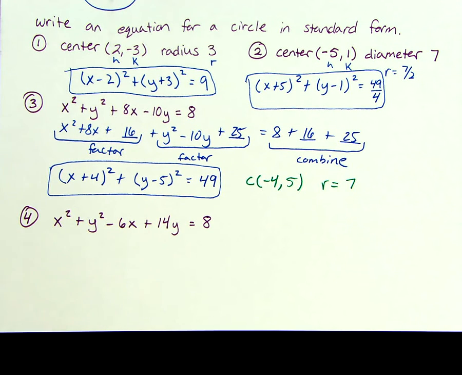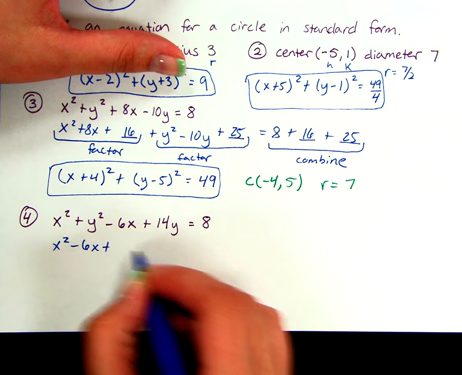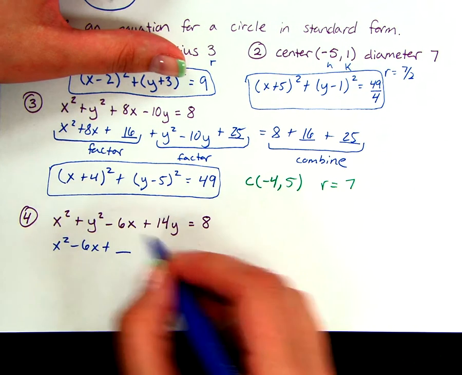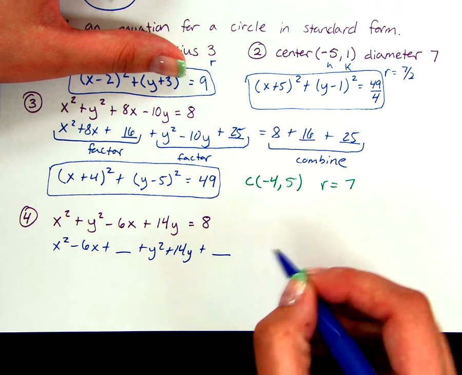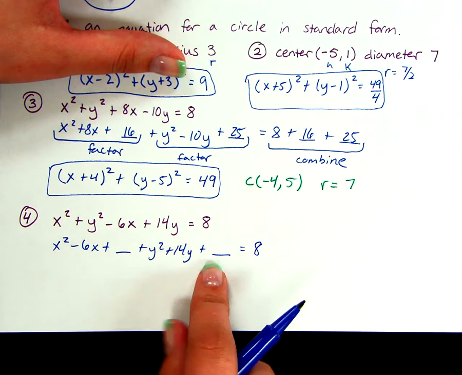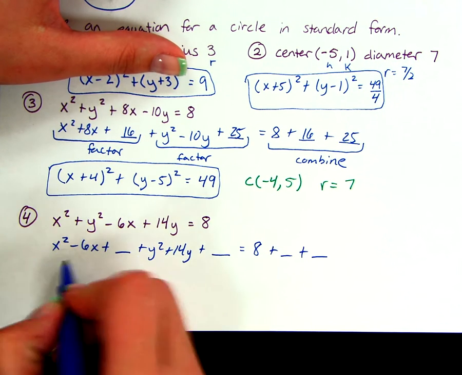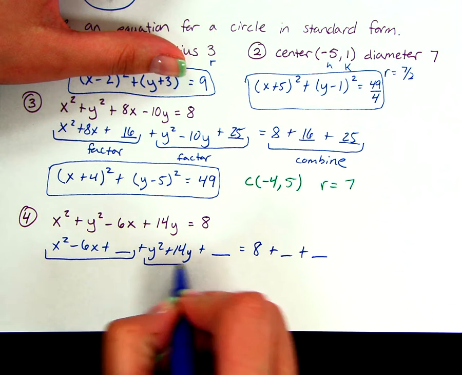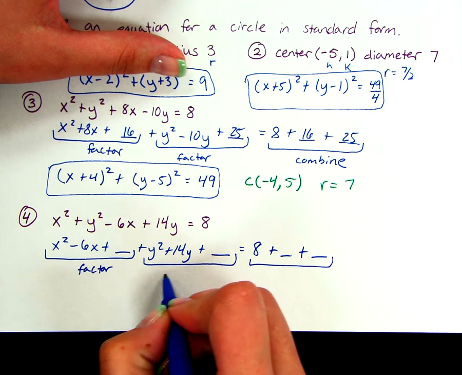All right, the next problem, same thing. We're going to rearrange the equation so that x's are grouped together, y's are grouped together, and then we're going to complete the square on both sets. So x squared minus 6x, and leave room to complete the square. Then we'll have y squared plus 14y, and again, room to complete the square. Because we're adding two numbers on the left, we have to add those same numbers on the right. So again, we are factoring the first three, the last three, and then combining on the right.